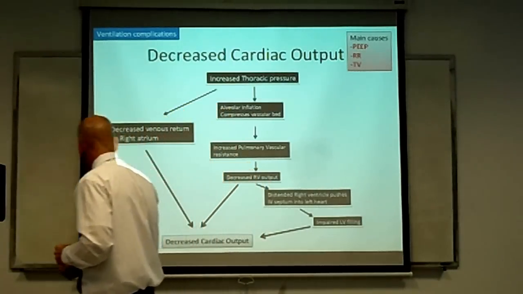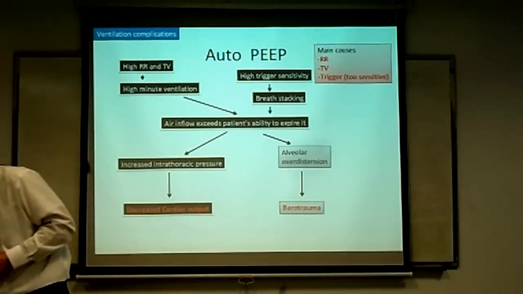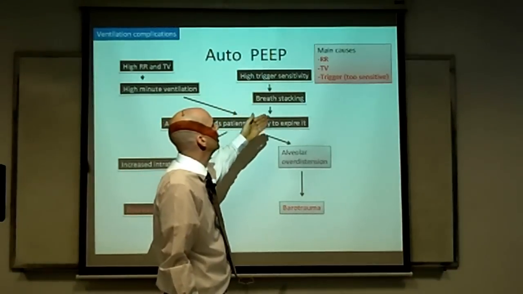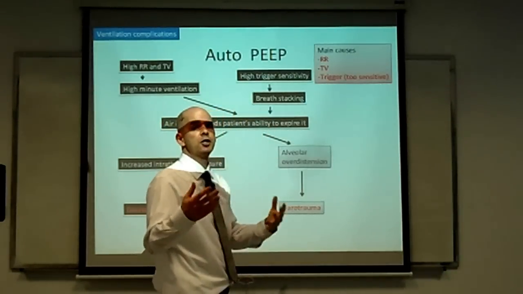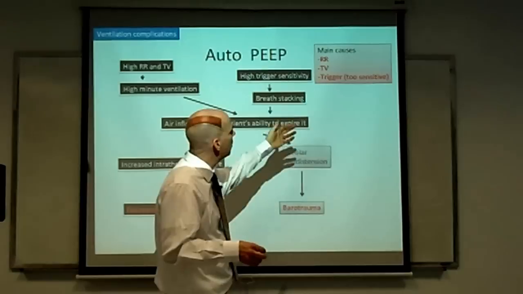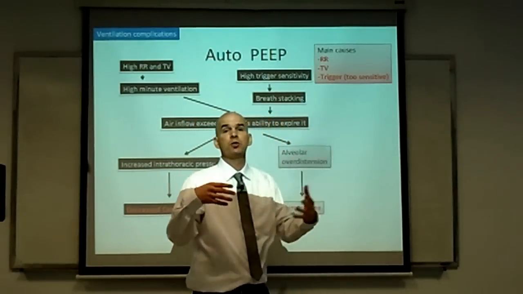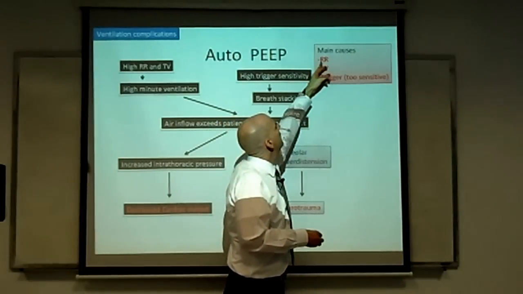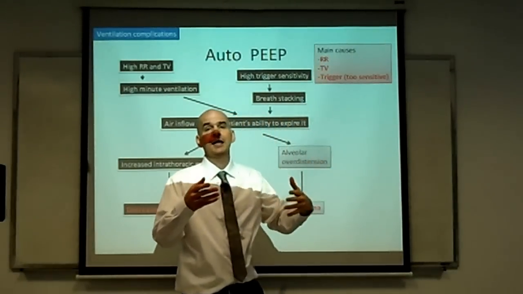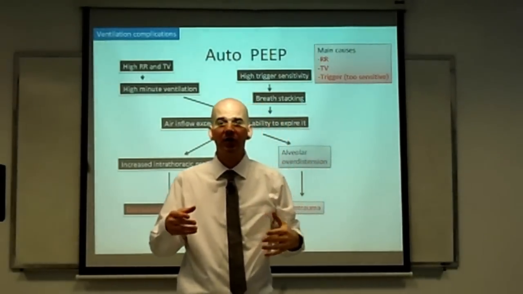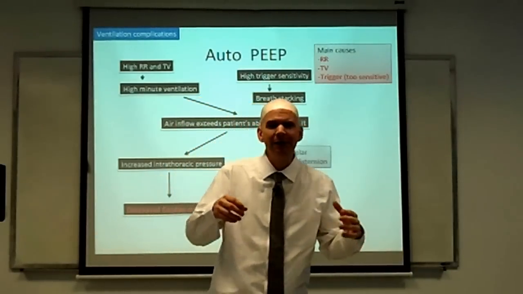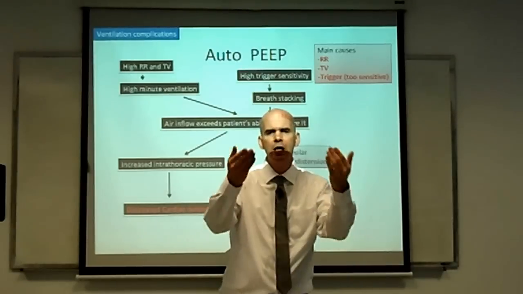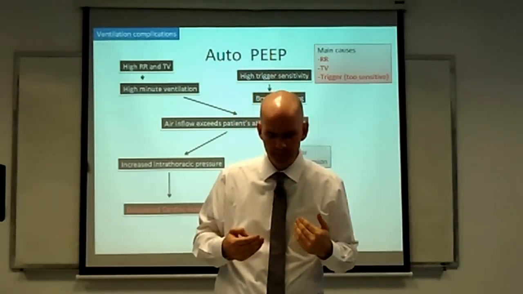Next complication I want to look at is Autopeep. This is caused mainly by a high respiratory rate, high tidal volume, and a trigger that's too sensitive. We've already touched on what happens when you have a trigger that's too sensitive. So let's take a look at high respiratory rate and high tidal volume and what the implications of that here are. If I have a really high respiratory rate and high tidal volume, that means there's a lot of air coming into my lungs every minute.